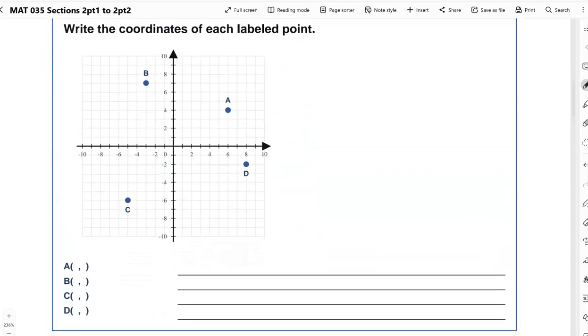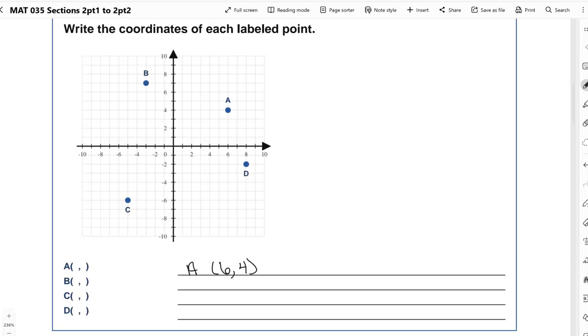Suppose we have ordered pairs already graphed and we want to figure out what the point is. So from the origin, we're just going to count how many points we move left or right and how many points we move up or down. So to get to A, starting at the origin, we're going to move to the right 6, and then we're going to move up 4. So A is the point (6, 4).